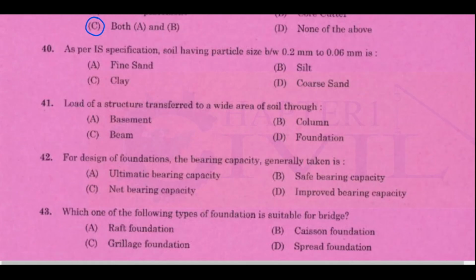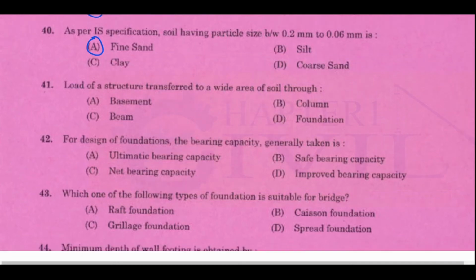As per IS specification, soil having particle size between 0.2 mm to 0.06 mm is fine sand, silt, clay, coarse sand. It is fine sand. Below 0.06 mm is silt.